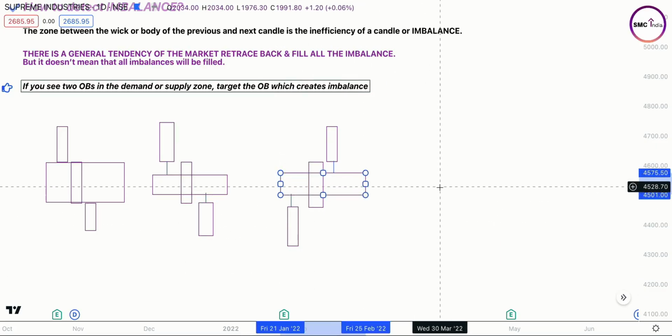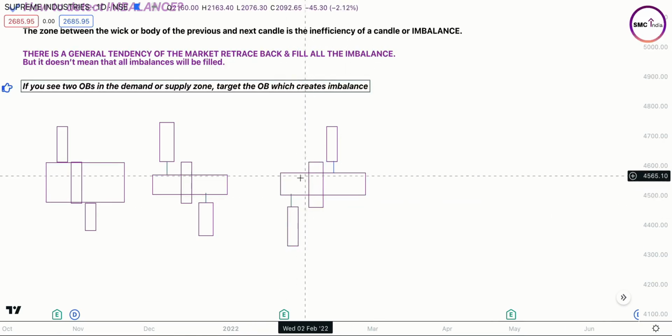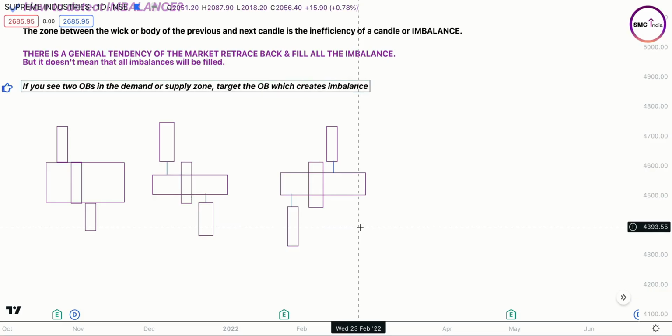So the area between these two wicks is actually the inefficiency. The zone between these two wicks is actually the inefficiency.